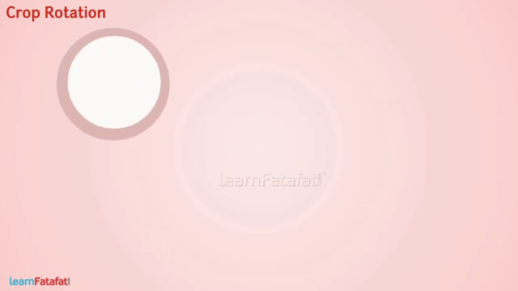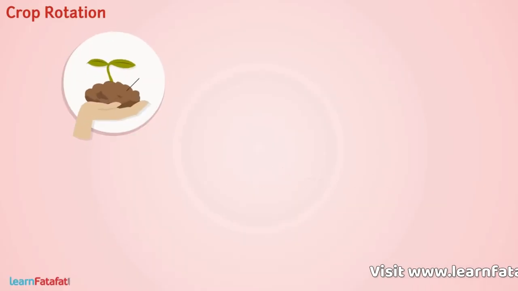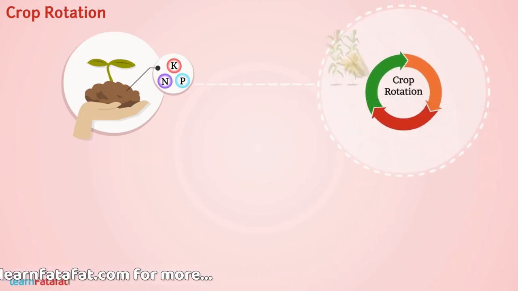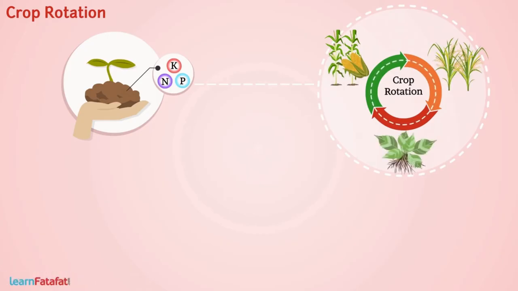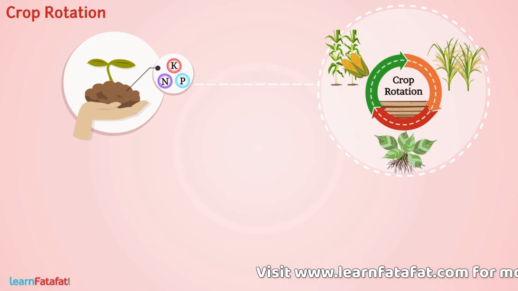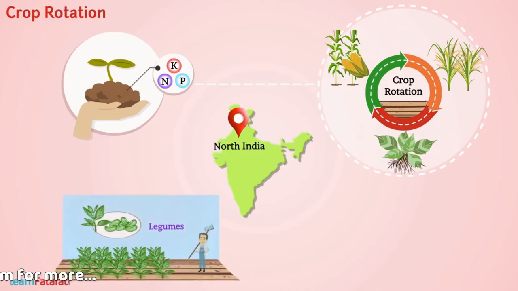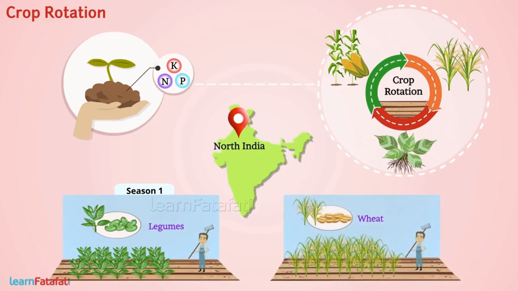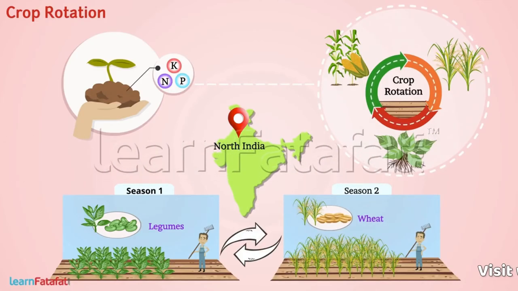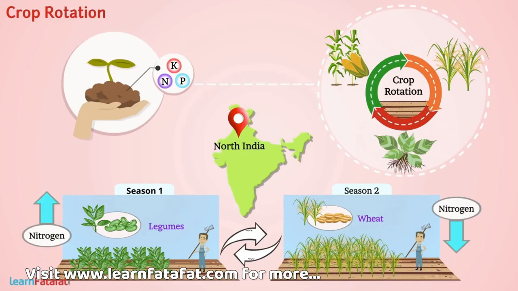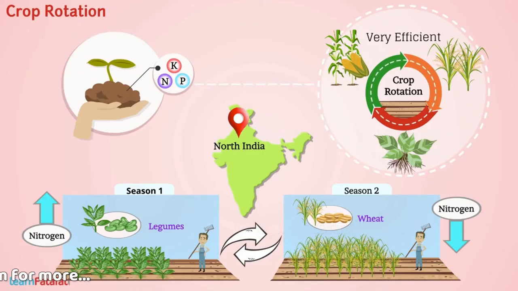Crop rotation. There is yet another very efficient way to enrich soil with nutrients. It is by crop rotation. Growing different crops alternately one after another in the same land is called crop rotation. For example, earlier farmers of North India used to grow legumes as fodder in one season and wheat in the next season. This helped to replenish nitrogen in the soil. This method is very efficient and so we should encourage farmers to use it.